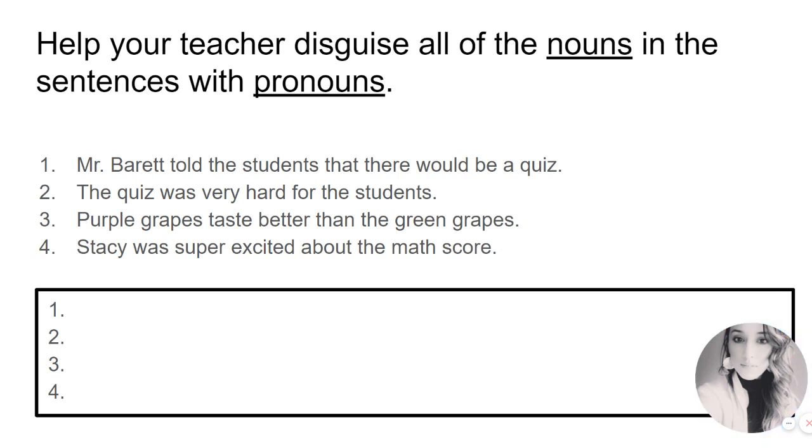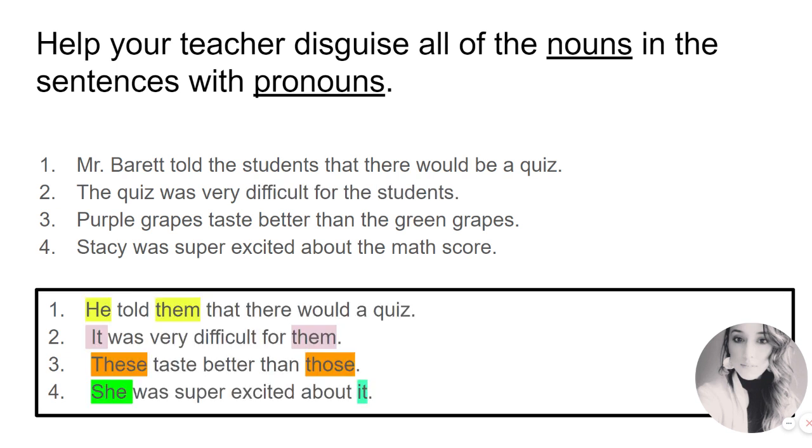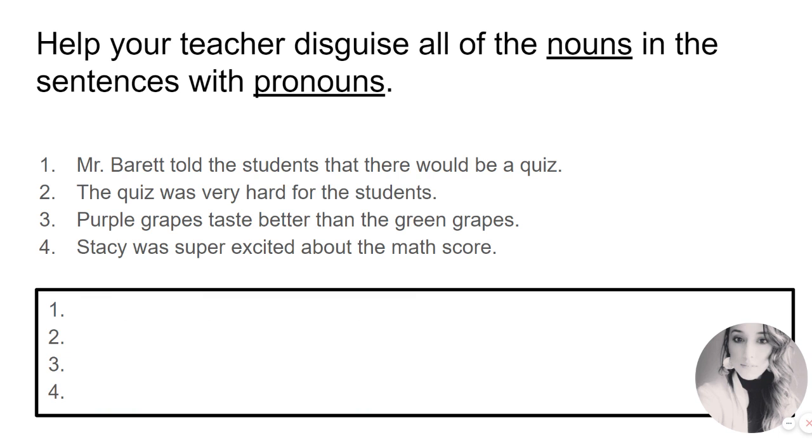For number 1, Mr. Barrett told the students that there would be a quiz. Number 2, the quiz was very hard for the students. Number 3, purple grapes taste better than the green grapes. And number 4, Stacy was super excited about the math score.